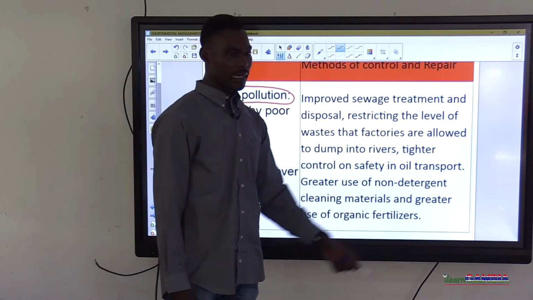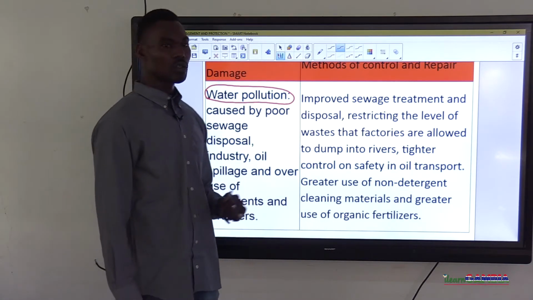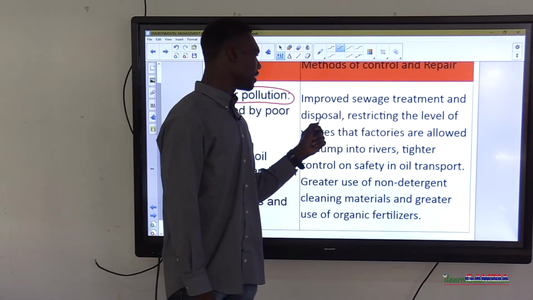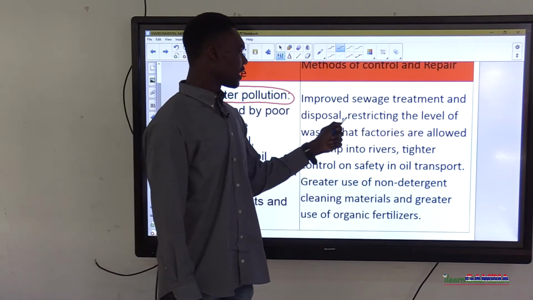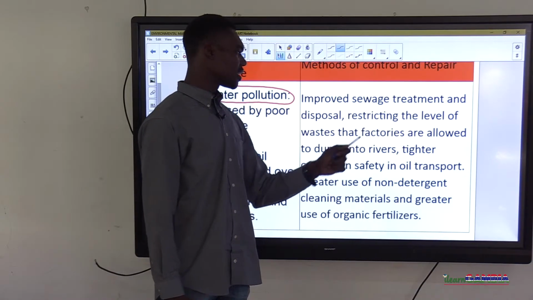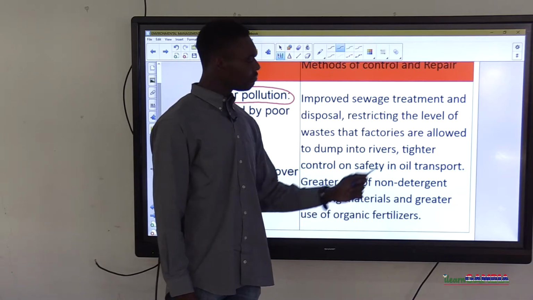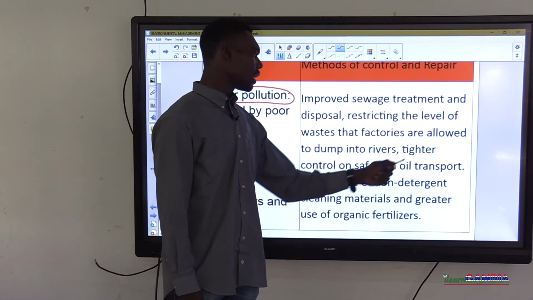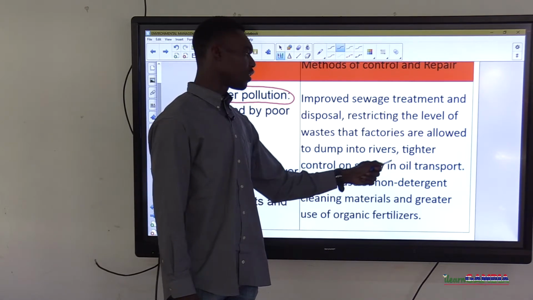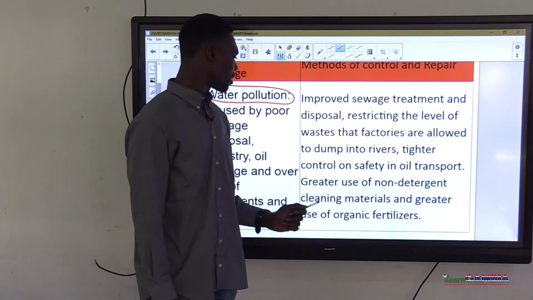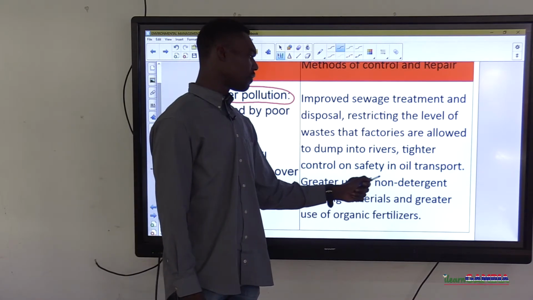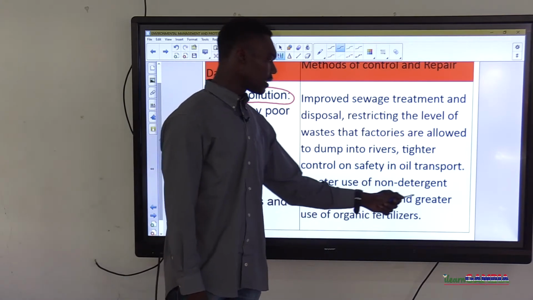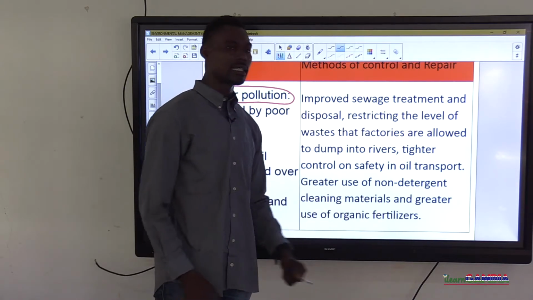Methods of control and repair. How do we control and repair water pollution? Improved sewage treatment and disposal, restricting the level of waste that factories are allowed to dump into rivers, tighter control on safety in oil transport, greater use of non-detergent cleaning materials, and greater use of organic fertilizers.